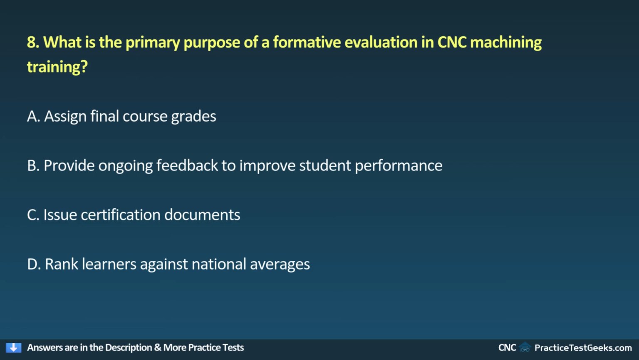8. What is the primary purpose of a formative evaluation in CNC machining training? A. Assign final course grades. B. Provide ongoing feedback to improve student performance. C. Issue certification documents. D. Rank learners against national averages.